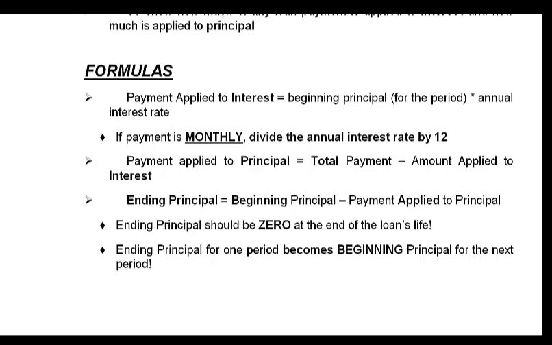Now, if we do some rounding, we may come up with a very small amount left at the end, but it should be minimal. Keep in mind that your ending principal for one period will become your beginning principal for the next period. So if I owe $500 at the end of this year, well, I will owe $500 at the beginning of next year also.